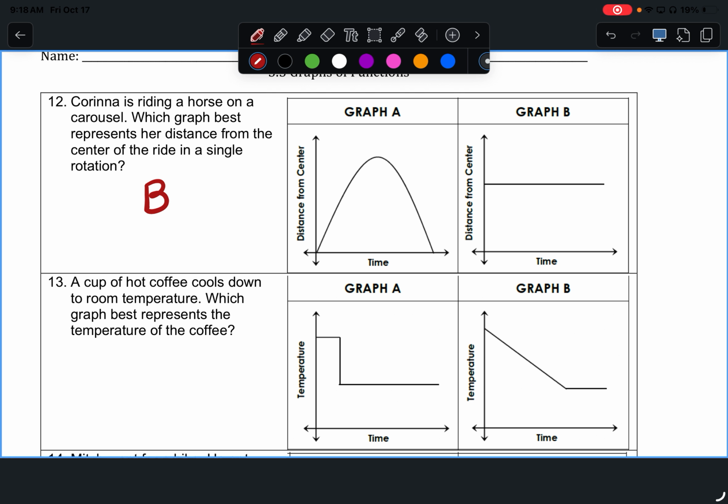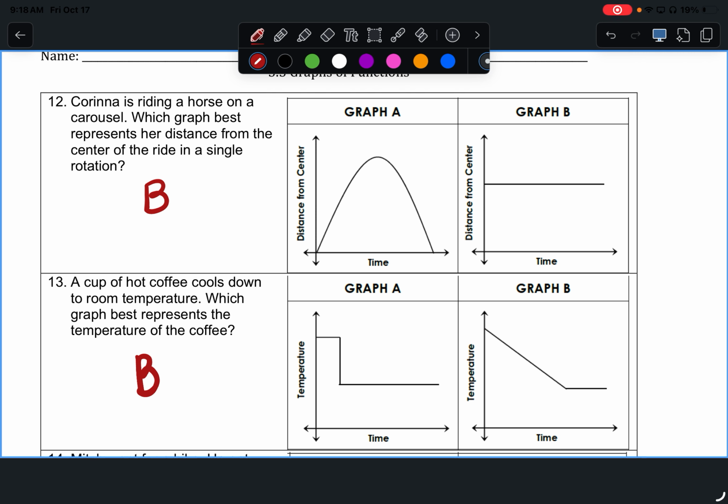All right, now we have 13. A cup of hot coffee cools down to room temperature. Which graph best represents the temperature of the coffee, A or B? B. It starts off hot, it hits room temperature, and then it's going to stay at room temperature. It won't get any cooler than that.